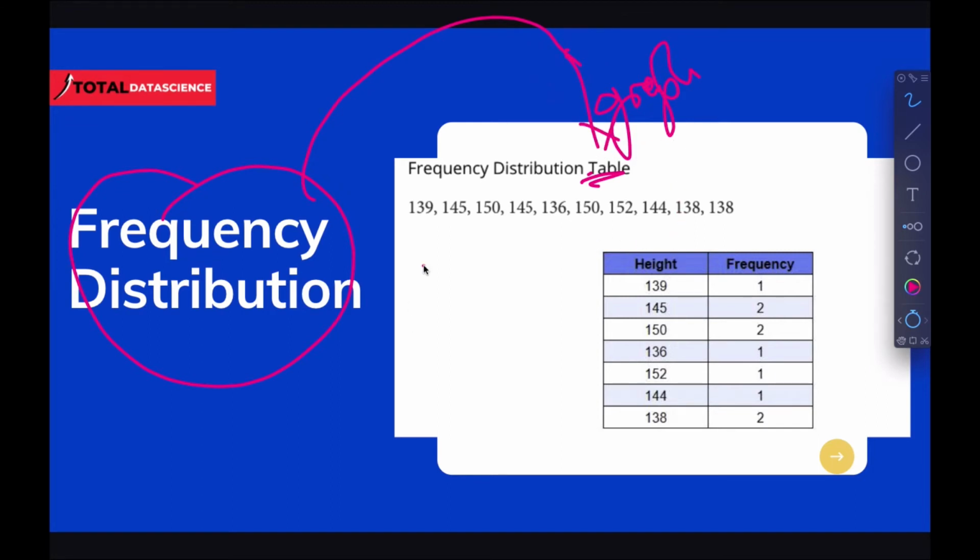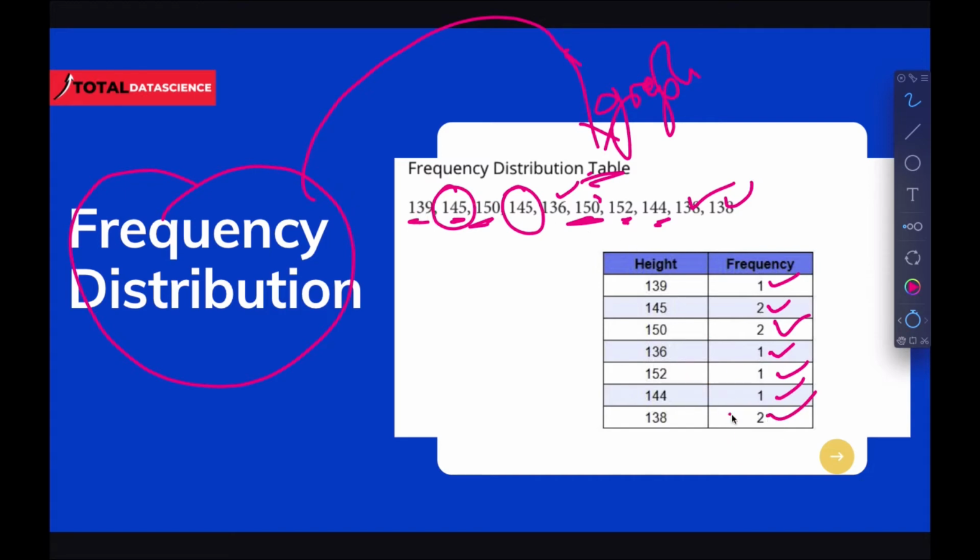In this case, if we take 139, how often or how frequent is 139? It appears 1 time, so that's why you see 1 over here. Now 145 comes 1, 2, 2 times, that's why you see 2 over here. Then 136 comes 1 time, so we can see 1 over here. Then 150 comes 1 and then 2, so that's why you see 2 over here. Then 152, 144 also comes 1, and 138 we have 1, 2, and then it's just 2 over here.